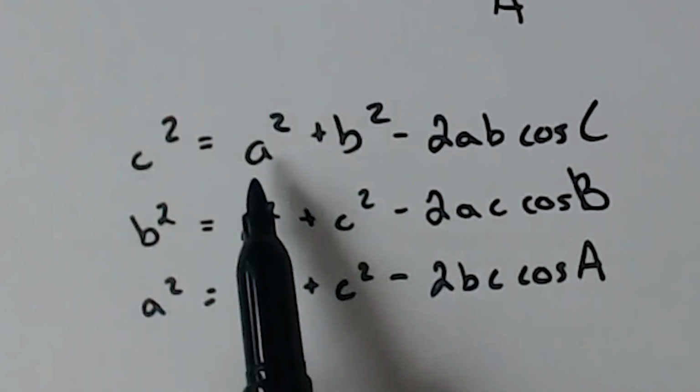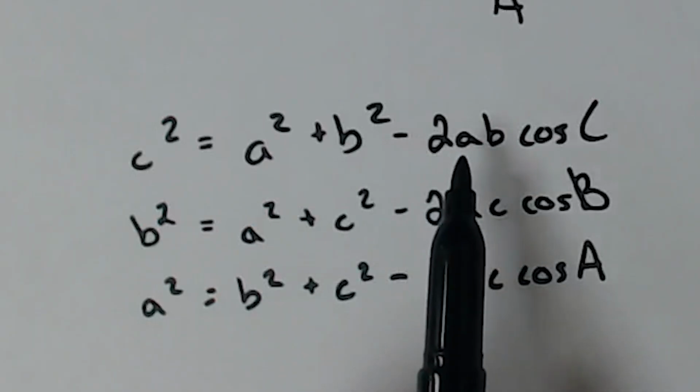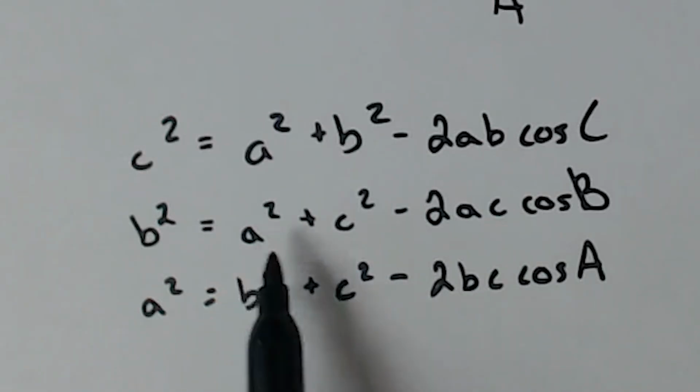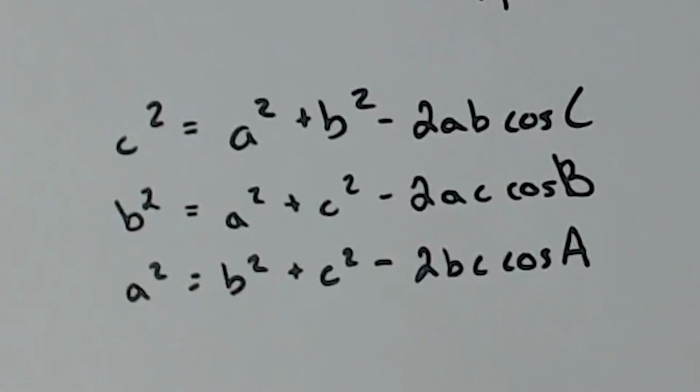You'll also notice we have a squared plus b squared. On that same side, we're going to have negative 2 times a, b. A and c, b and c, b and c. So those are our formulas that we're going to be using throughout the video.